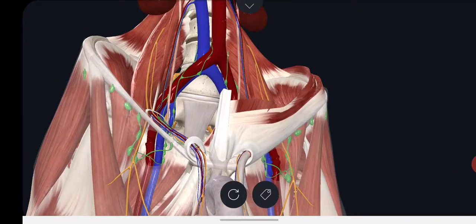So they are the contents of the femoral triangle. I think you should have understood the boundaries and contents of the femoral triangle. Femoral triangle may be asked as short notes for you, or it will be asked in the practical exams for the first MBBS.